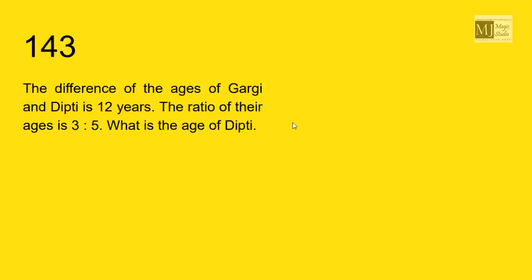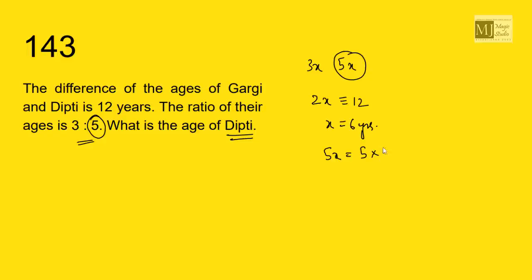The difference of the ages of Gargi and Dipti is 12 years. The ratio of the ages is 3:5. That is, the ages are 3x and 5x, and the difference between the ages of the two is 5x minus 3x, that is 2x, which is equivalent to 12 years. So x is equal to 6 years. What is the age of Dipti? Dipti's age is 5x. 5 times 6 will give us 30 years.